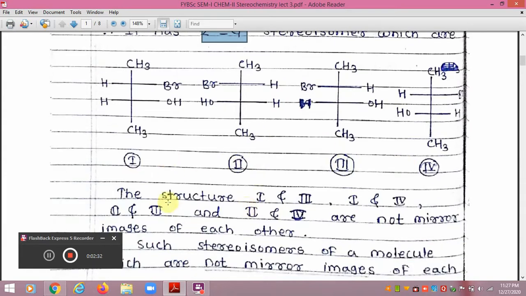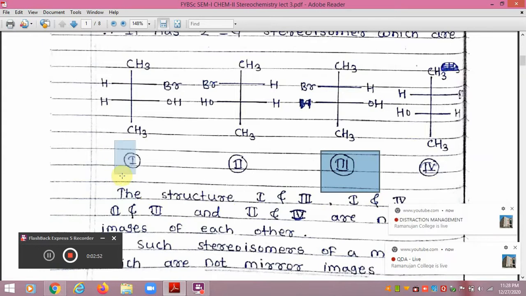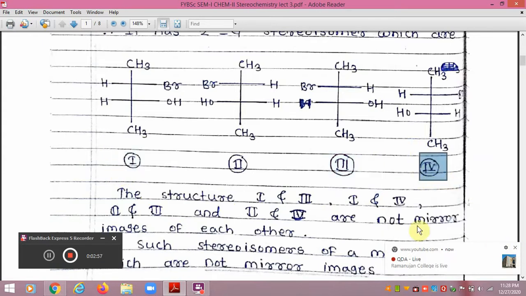We will also see the relationship between these. If we talk about structure number 1 and structure number 2, and structure number 1 and structure number 3, these are not mirror images of each other, and you know the stereoisomers which are not mirror images of each other are called diastereomers. Similarly, structure number 1 and structure number 4 are also not mirror images of each other. That's why structures 1 and 4 are also diastereomers of each other.